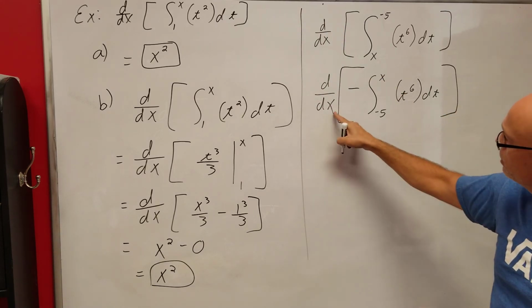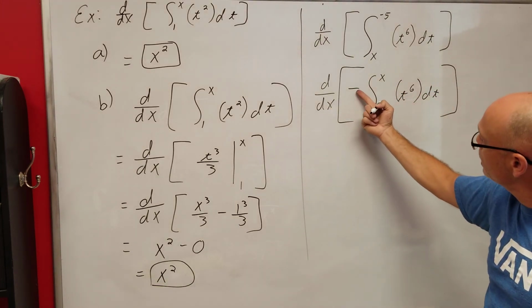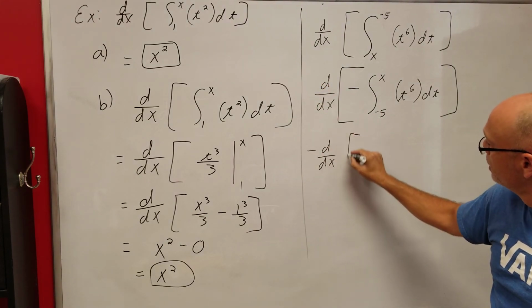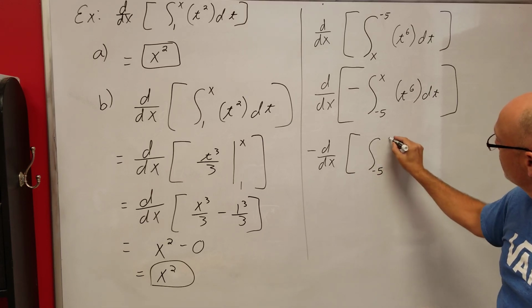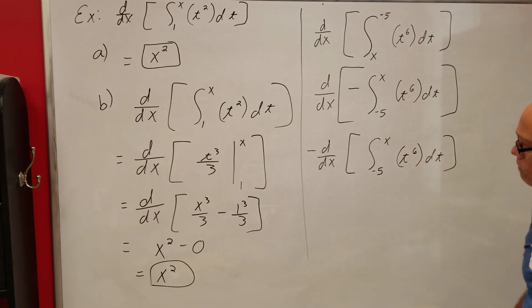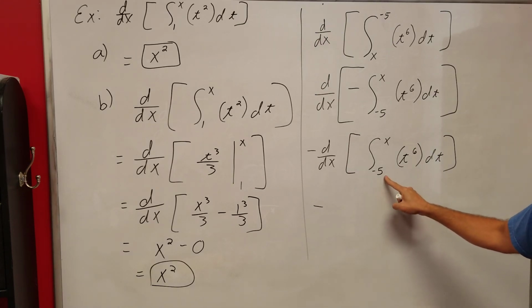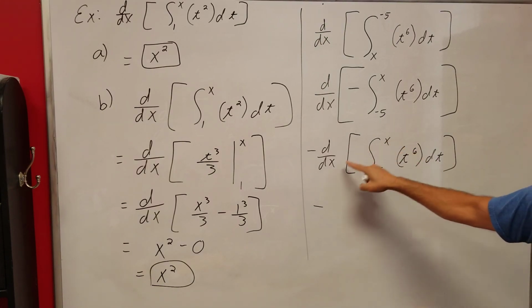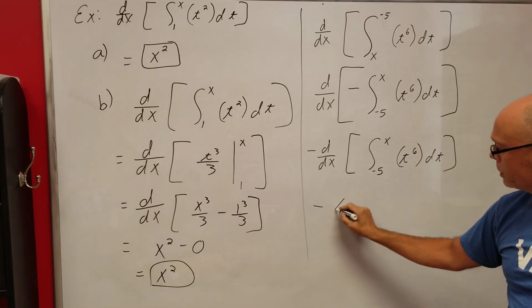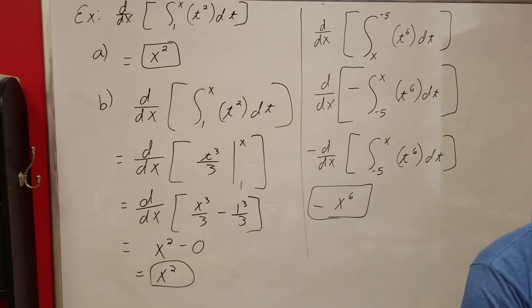Now remember, if you're taking a derivative of some constant times your function, what could you do with that constant? You could factor it out to the front and call that negative d over dx of the integral from -5 to x of t to the 6 dt, right? So that gives you a negative. Now the lower limit's a constant, the upper limit's a variable that matches that variable. So what do I do with this? I'll call it negative x to the 6. There we go. Good luck with the homework, folks.